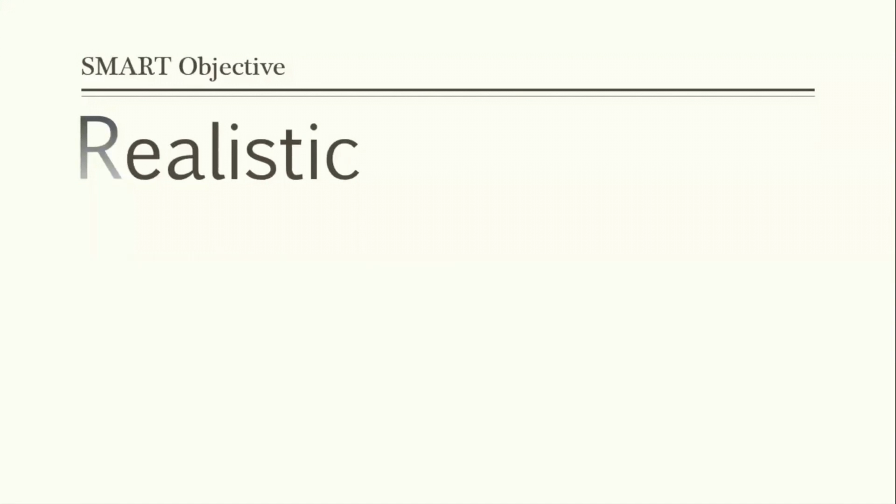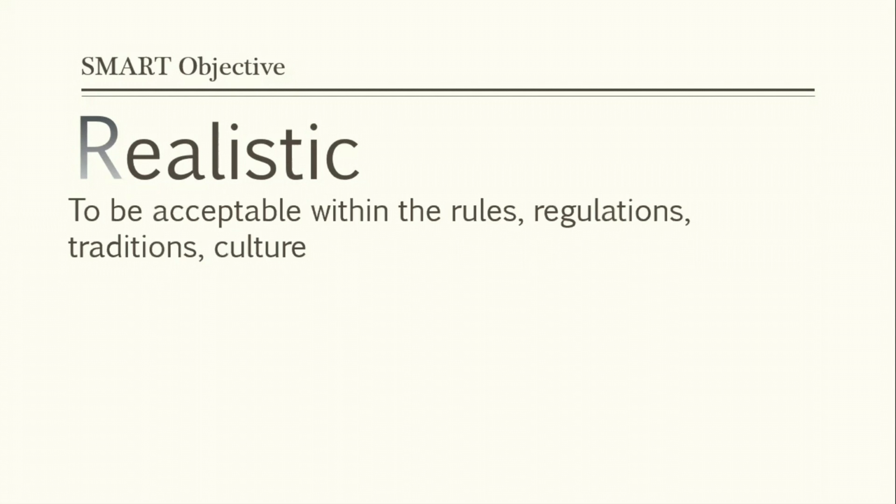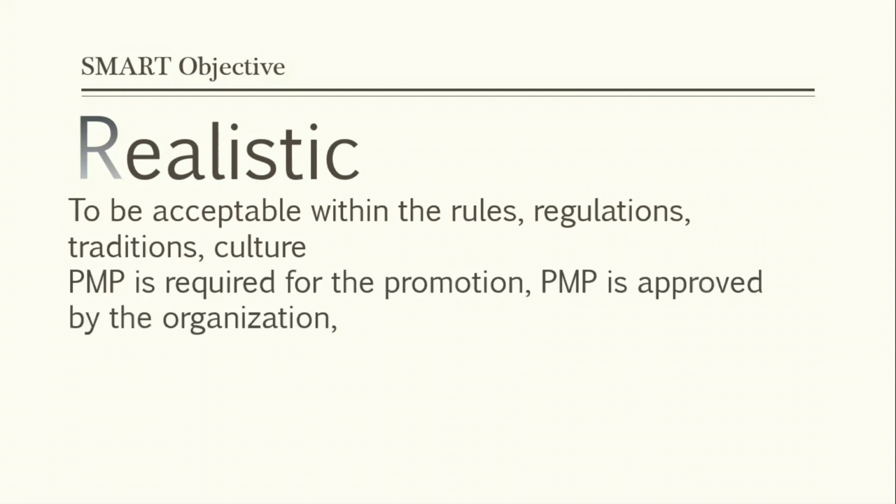R stands for realistic. How to be realistic when I'm planning my objectives or my goals? It has to be acceptable within the rules, the regulation, the tradition, the culture. As an example, PMP is required for the promotion. PMP is approved by the organization. Then my goal is a SMART goal because it is meeting the rules, the regulation, the tradition, and the culture as well.